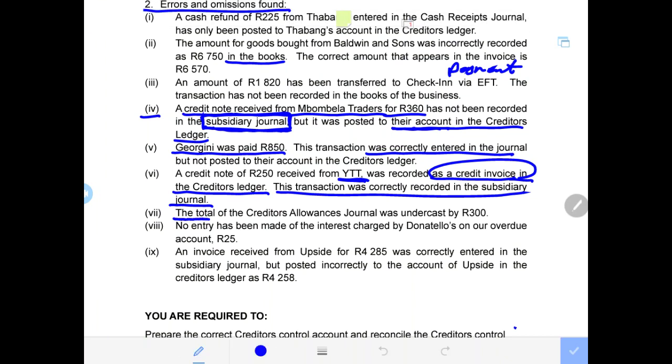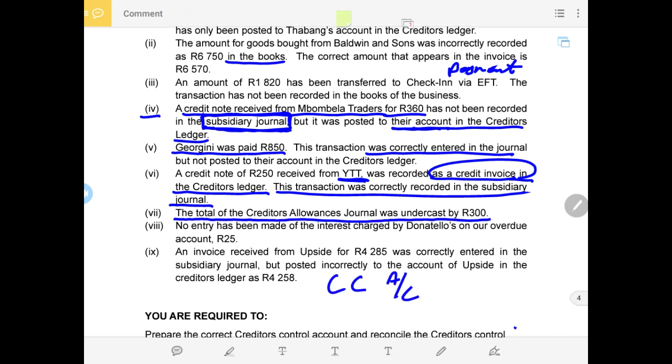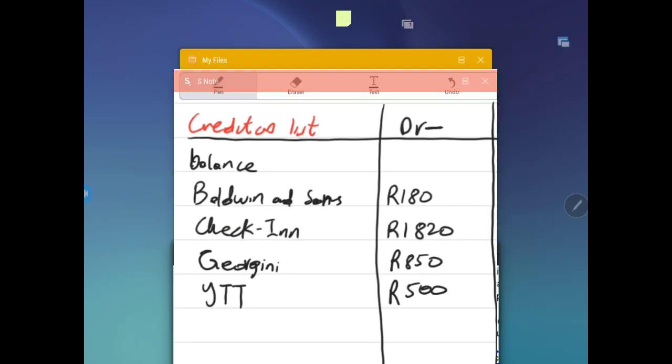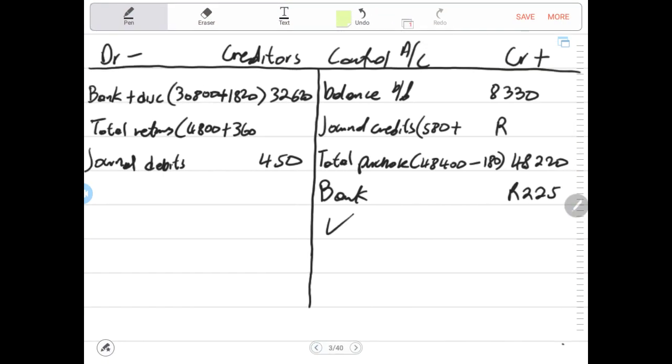Now, the total of the creditors' allowance journal was undercasted by how much? By 300. The total of what? Of the journal. Total of the journal. Creditors' allowance journal. So the minute the journal is incorrect, we correct the journal in the creditors' control account. So the amount is 300. They say it was undercasted, meaning it was less than it was supposed to be. So we need to increase our returns on the debit side of the creditors control.